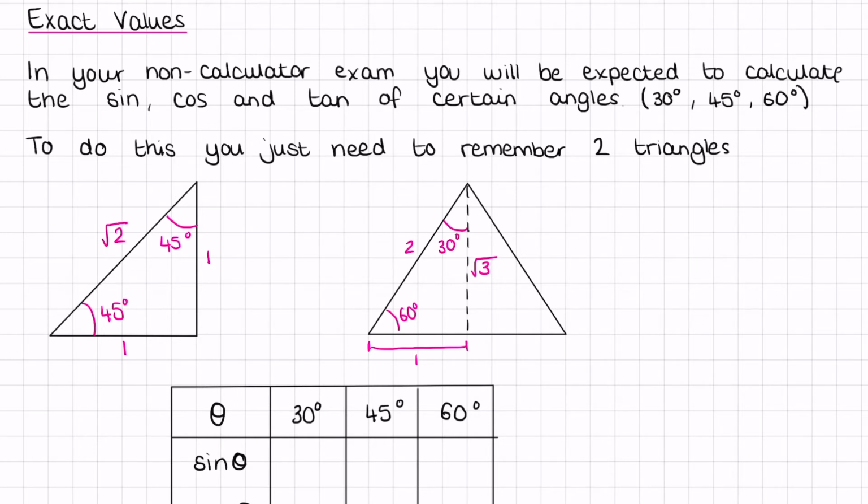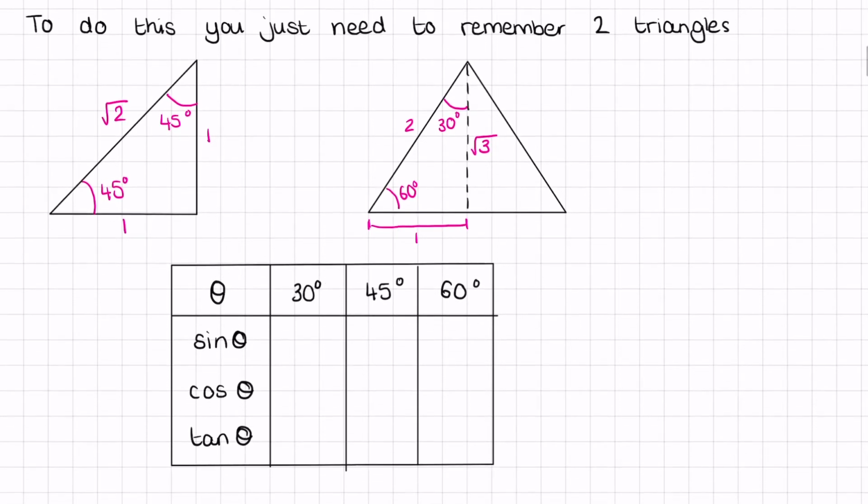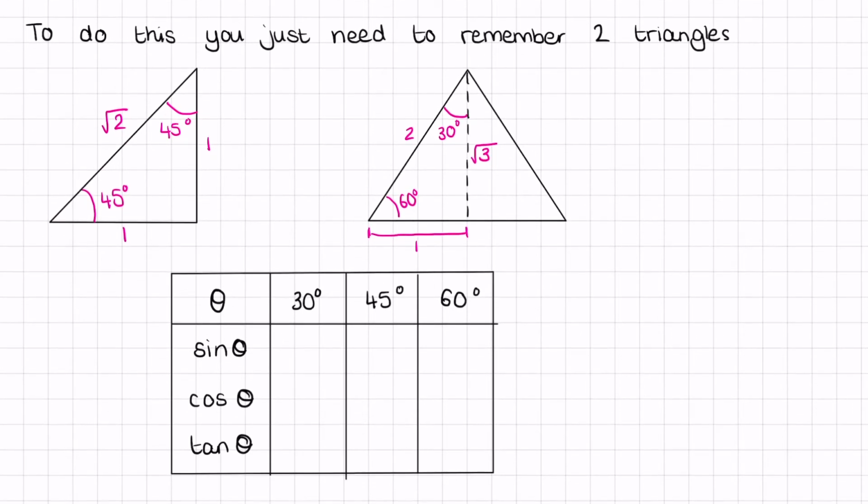Now, just by knowing these two triangles, you can work out the sine, cos and tan of 30, 45 and 60 degrees. So if we look at sine, let's do the sine theta first of 30 degrees. So we go to the triangle with 30 degrees, which is the second one. Now sine is opposite over hypotenuse, so from 30 degrees just do opposite over hypotenuse, which is 1 over 2, so a half. And if you put sine 30 in your calculator, you'll see you get a half.